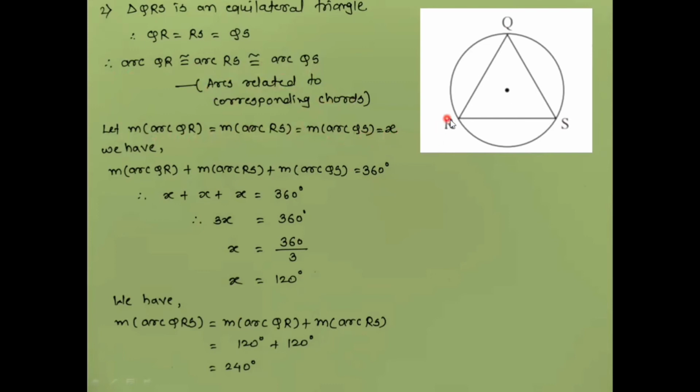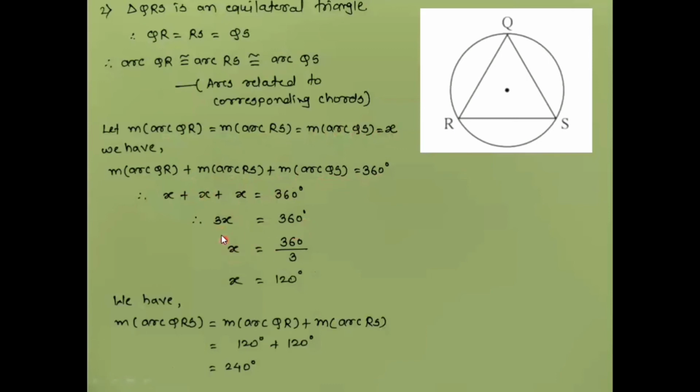Now if we add these three arcs, we get a circle. So measure of arc QR plus measure of arc RS plus measure of arc QS is equal to 360. We have assumed the measures of these three arcs as x, so x plus x plus x is equal to 360 degrees. That means 3x is equal to 360.